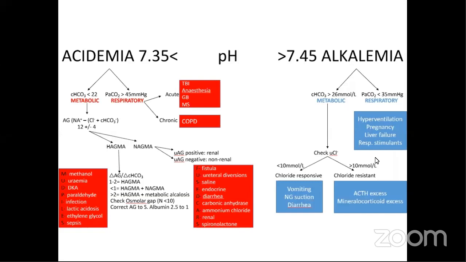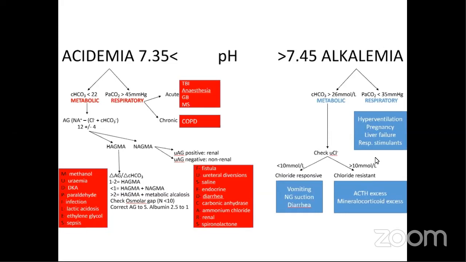Now I will move to the important algorithm regarding the alkalemia and acidemia. So red boxes here represent the acidemic state and blue boxes alkalemic. Coming to acidemia state, there is metabolic and respiratory acidemia, and let us follow the metabolic acidemia. If you find metabolic acidemia in the ABG, you have to calculate the anion gap of the patient.